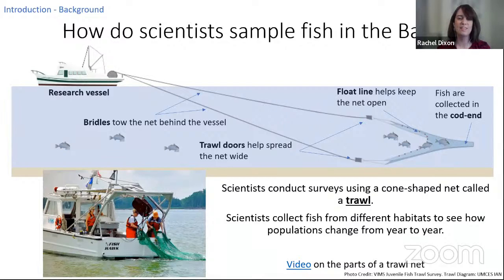So just like a census, again, you might go to different neighborhoods to count people to see how many are in the whole town or state. And that's what we do. Since it's impossible to count every single fish in the bay, we try to collect samples in certain habitats and learn what that tells us about the overall population.